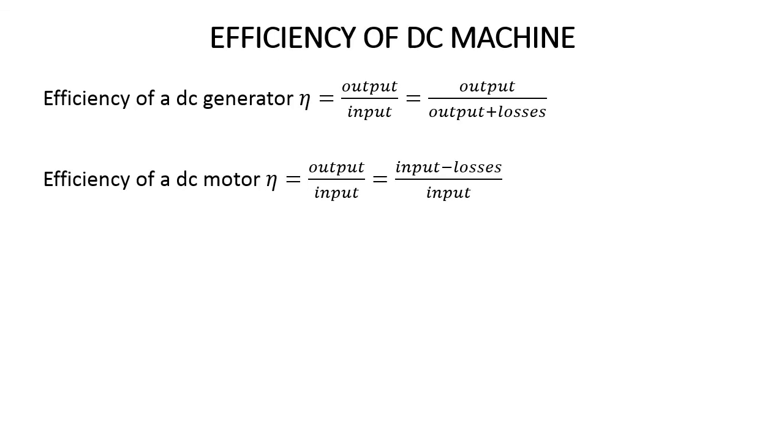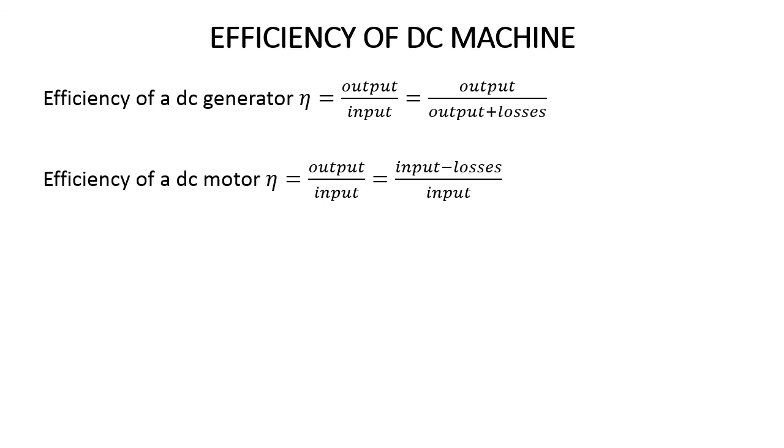Here you can see the formulas for efficiency of a DC generator and a DC motor. Efficiency of a DC generator, eta, equals output by input, which is equal to output by output plus losses. The output is just electrical power, so we write output by output plus losses. These losses consist of what we discussed in the previous slides: copper losses, iron losses, and mechanical losses. Next is the efficiency of a DC motor, eta equals output by input, which is written as input minus losses by input.